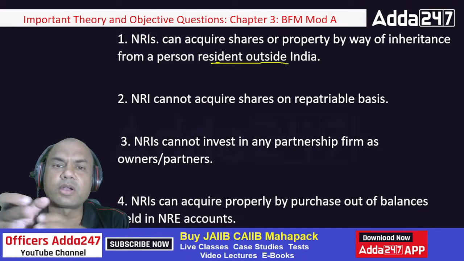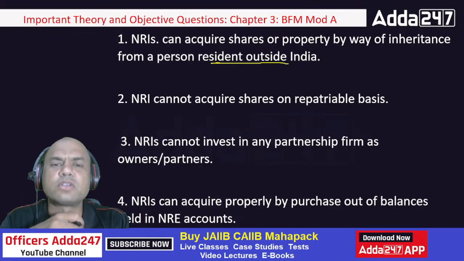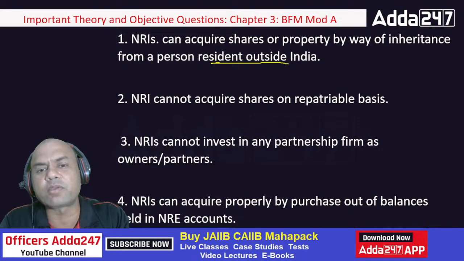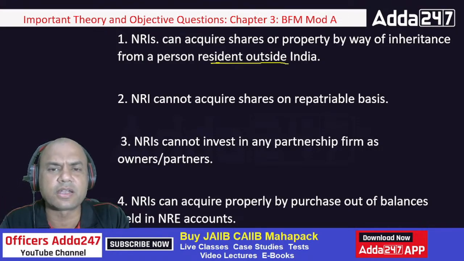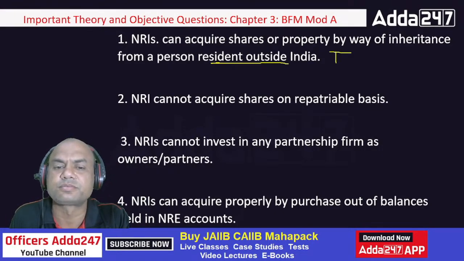Then you'll say, what about FEMA? What about the RBI? Who can stop me? Nobody can stop me, because after all it's my property. So I can definitely acquire the shares or property by way of inheritance from any person outside India. So the answer is true over here, isn't it?